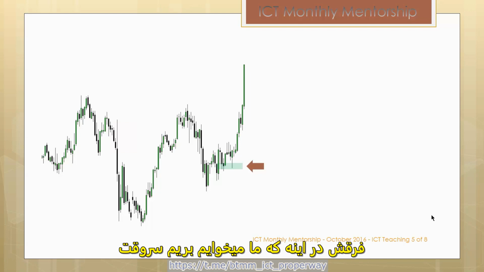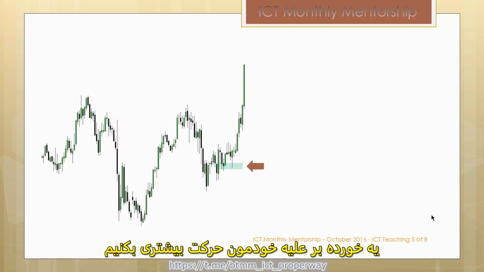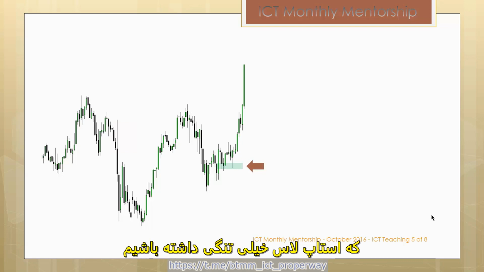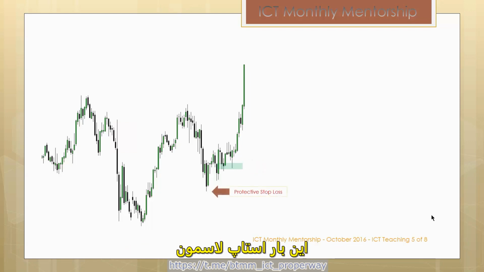Difference is we're going to go about our leverage a little bit differently, and we're going to allow ourselves a little bit more movement against us. We're not going to be so high strung about getting an ultra tight stop loss. This time, our stop loss is going to actually be below the order block that we're framing our trade around.